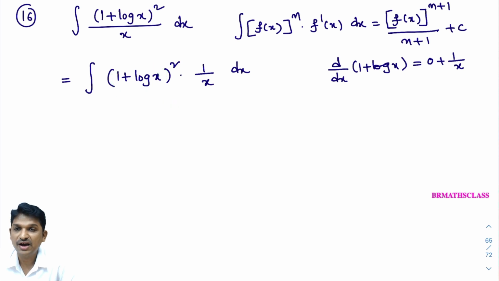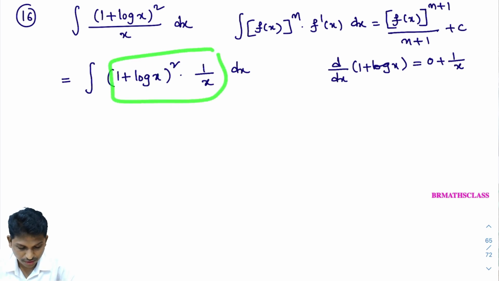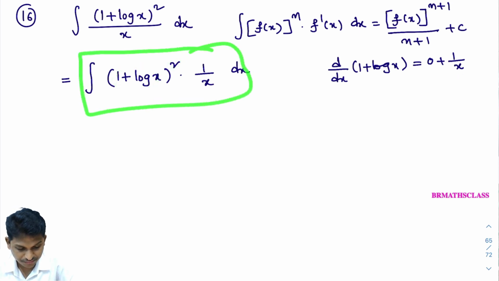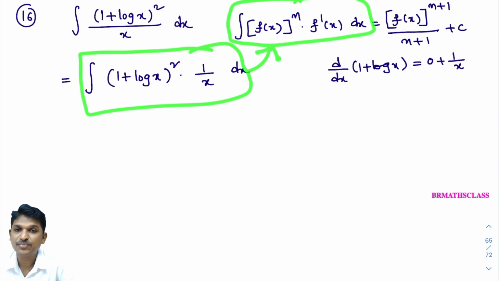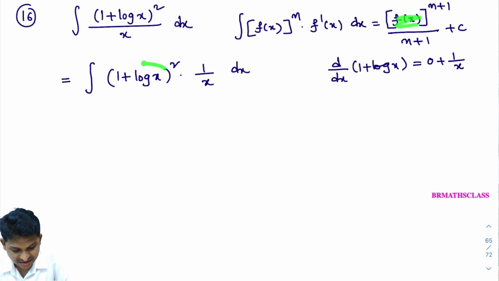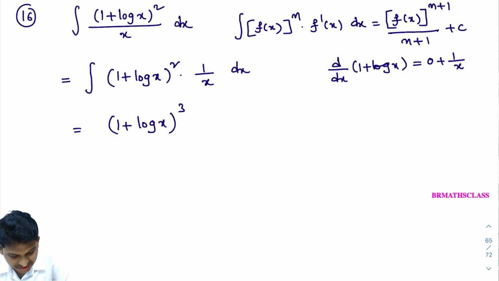What I identified? I identified that this is of the form f of x whole power n into f dash of x. Derivative of 1 plus log x is 1 by x. Okay, so the given integral is of this form, integral of f of x whole power n into f dash of x dx. So I can write this formula. To write this, you need to identify what is f of x. Look here, this is f of x. Okay, write the answer. f of x, that is 1 plus log x whole power n plus 1, 2 plus 1, 3, divided by 3, plus c.